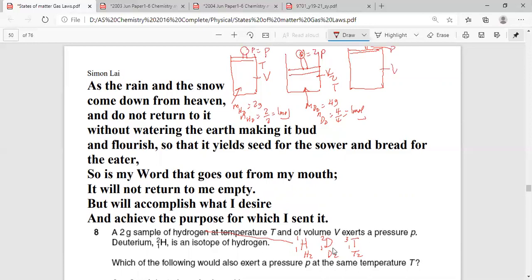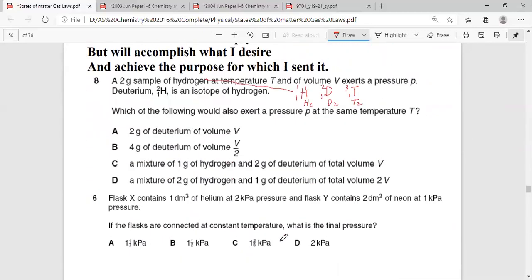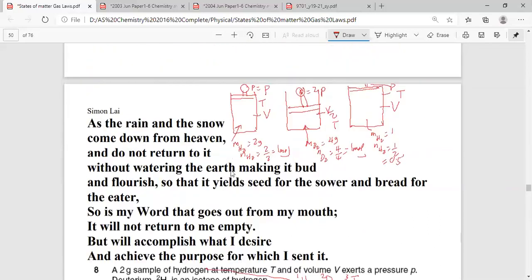So the volume is V, temperature is T, and here the mass of hydrogen is equal to 1 gram. So the number of moles of hydrogen is equal to what? 1 over 2, 0.5 moles. And 2 grams of deuterium. Oh, sorry, I know the volume is V here. So mass of D2 is equal to 2 grams. So number of moles is 2 over 4, equal to 0.5. Total number of moles is 1, isn't it? 1 mole. So 1 mole of gas at volume V and temperature T, what's the pressure?